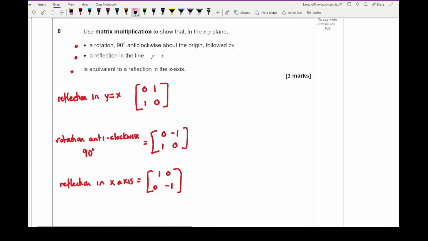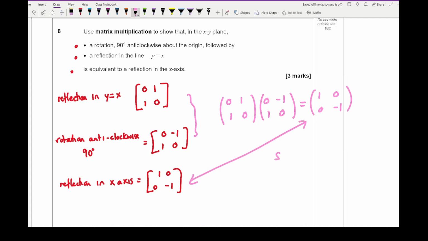So from this, what we need to do is multiply these two things together. So what we end up with is (0, 1, 1, 0) multiplied by (0, -1, 1, 0). And then we need to work that out. Now from this, when you do the matrix multiplication, you will end up with (1, 0, 0, -1). And you can see here that these two things are the same.